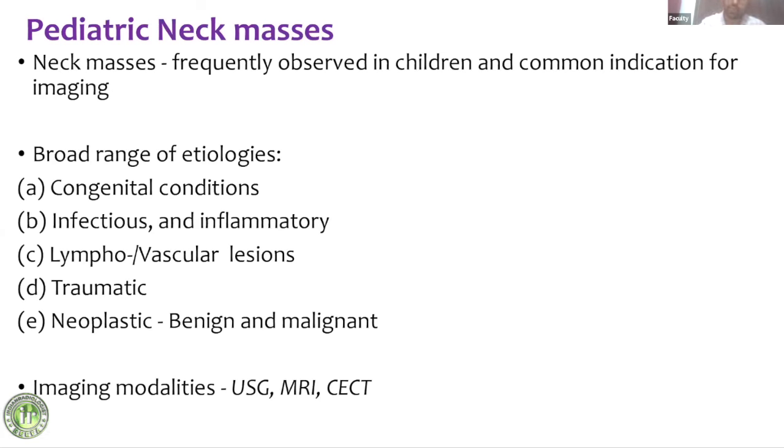As far as cross-sectional imaging is concerned, MRI is a better modality in children because of the better soft tissue resolution, and obviously there is a lack of ionizing radiation. But CT is also the workhorse, and that is used often for evaluation of many neck masses because of its wide availability, and it can be done in a very short amount of time without requiring sedation, particularly in children. That can be useful.